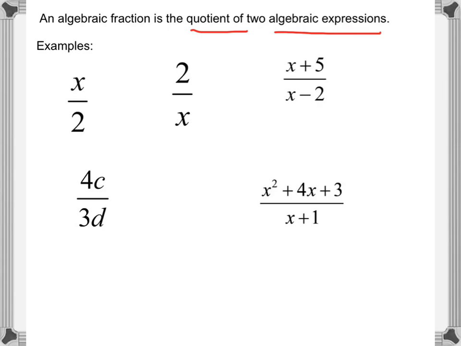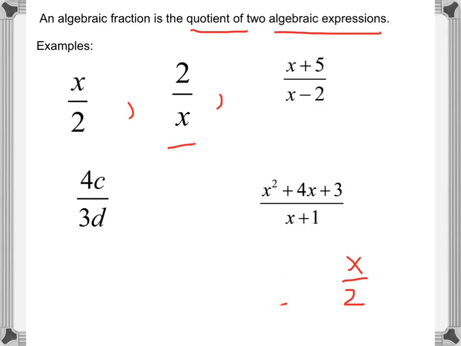So an algebraic fraction is different from an arithmetic fraction, because an arithmetic fraction is the ratio of two integers. An algebraic fraction says that either the numerator or the denominator has a variable in it. So you could have x over 2, or you could have 2 over x. So this is another example, this one.